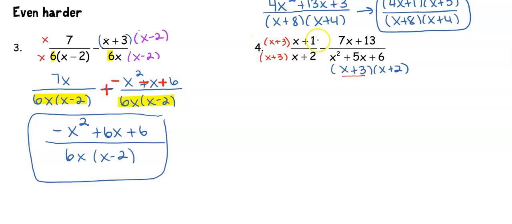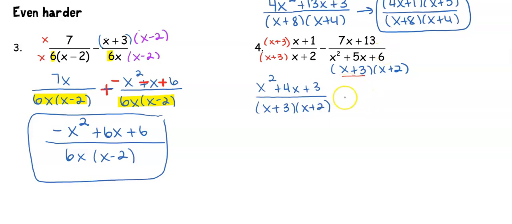And we're going to FOIL out the numerator. x times x is going to give us x squared. That's 1x and 3x, so that becomes 4x. 3 times 1 gives us 3. And now we have that common denominator of x plus 3 and x plus 2.